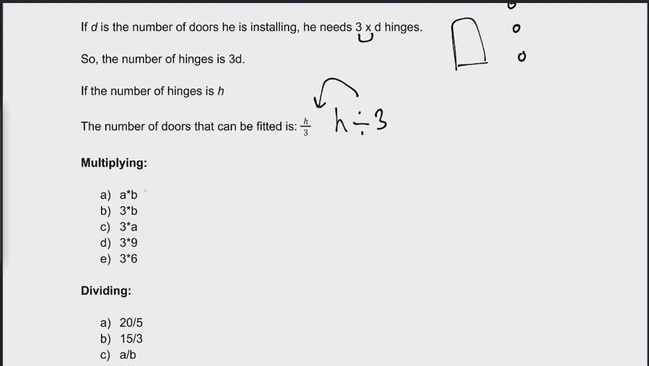So when we've got algebra, we simply put the two letters together. So A times B becomes AB, 3 times B becomes 3B, 3 times A becomes 3A. 3 times 9, does that become 39? Or does that become 27? When it's actually two numbers, we don't put them together because it's very misleading. That looks like 39, not 3 times 9. And so you're going to put the actual product, which is 27. And 3 times 6 is 18.